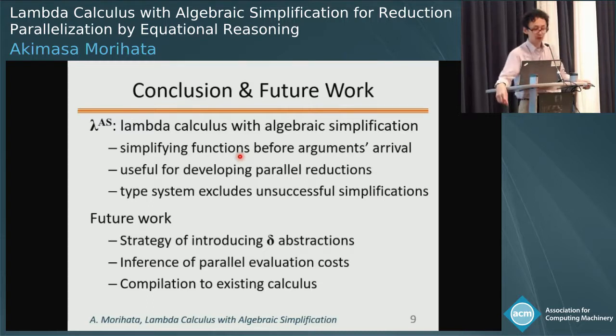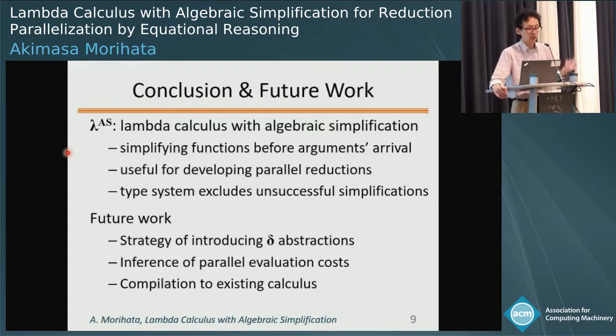Let me conclude my talk. In this talk, I introduced lambda AS, lambda calculus with algebraic simplification. This is, I would say, a modest extension of standard lambda calculus, and it only adds the possibility of simplification of function body based on algebraic properties. But this extension is very useful for formalizing or developing parallel reductions.